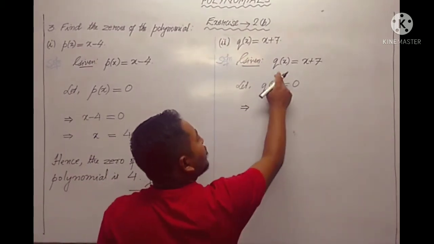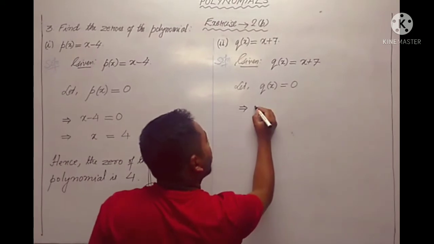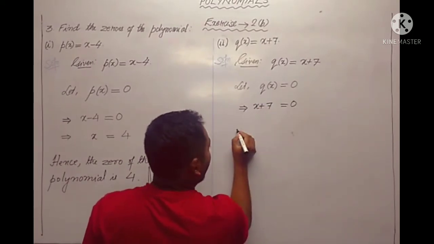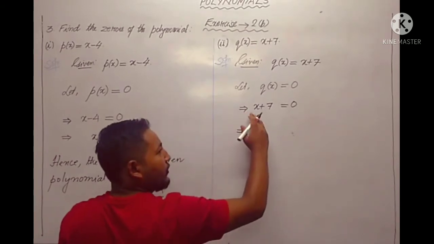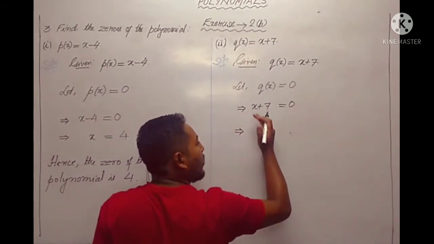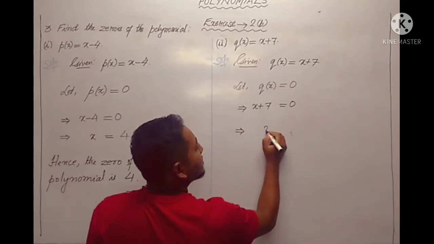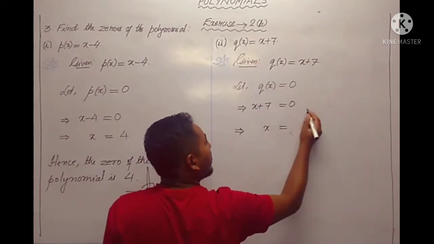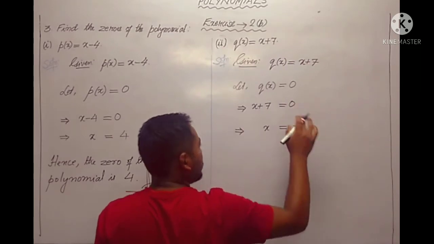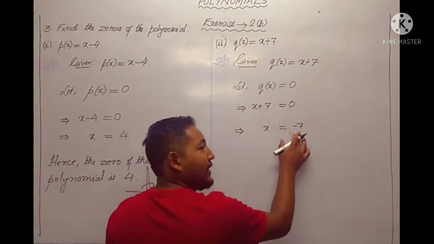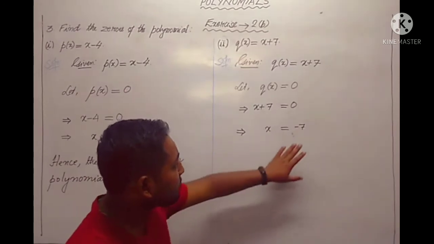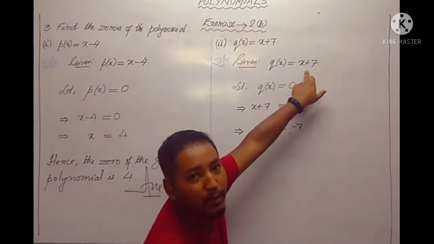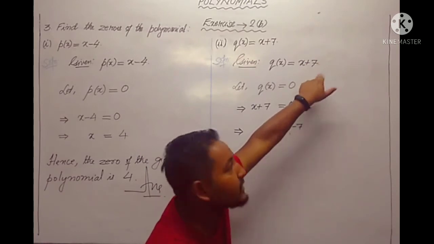Now what is the value of x? x plus 7 equals 0. Again, if you move this number from one side to the other side, the sign will change. Plus 7, when it goes to this side, becomes minus 7. No need to write 0. So what is the value of x? Minus 7. Now just verify. Put this minus 7 here. What do you get? Minus 7 plus 7. Is it not 0? Yes, it is 0.